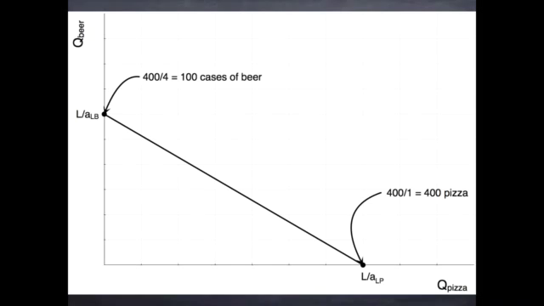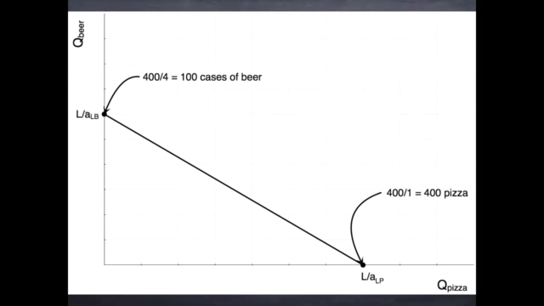So if I know that I have 400 hours of labor, and it takes 4 hours to produce a case of beer, if I take the amount of labor I have and divide by the unit labor requirement for that commodity here, beer, I end up with 100 cases of beer. And what that tells me is if I don't produce any pizza and use all of my labor to produce beer, I am going to be able to produce 100 cases of beer.